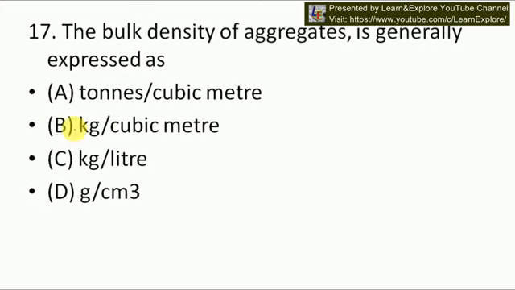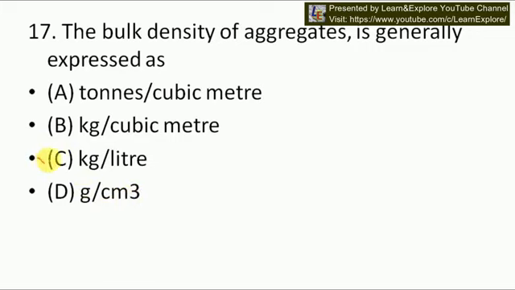And our next question is, the bulk density of aggregates is generally expressed as. Okay, so our options are A, tons per cubic meter, B, kg per cubic meter, C, kg per liter, and D, kg per cubic centimeter. Okay, so our answer will be C.